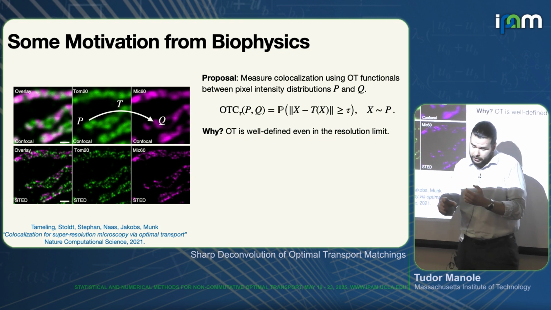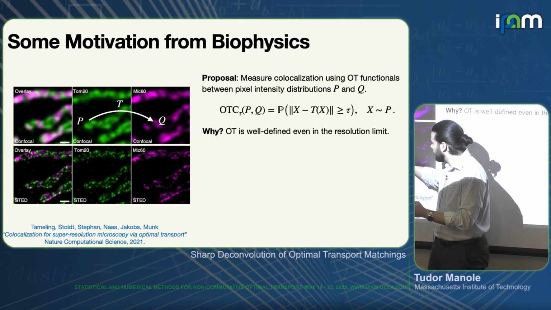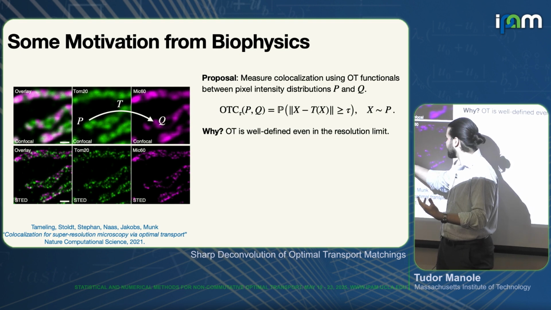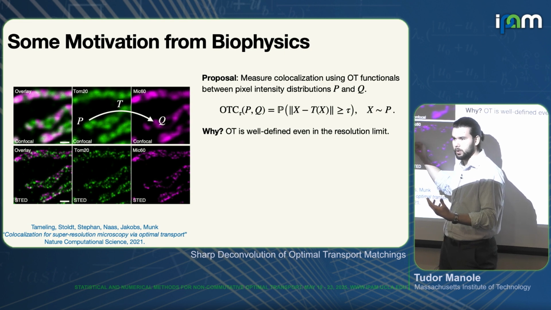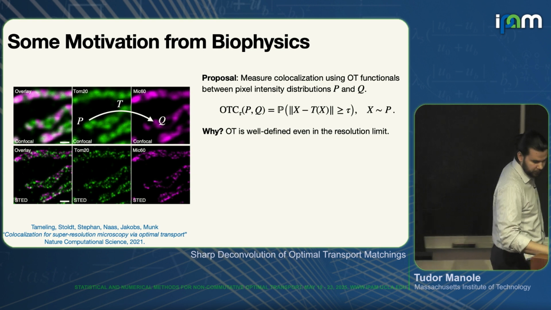And not only that, but you could even imagine that in this resolution limit, when you are actually down at the level of point masses, the optimal transport map is actually giving you a very interpretable quantity. It's telling you which proteins are being matched to which other ones. This actually has an interpretation that one could use in the scientific applications.